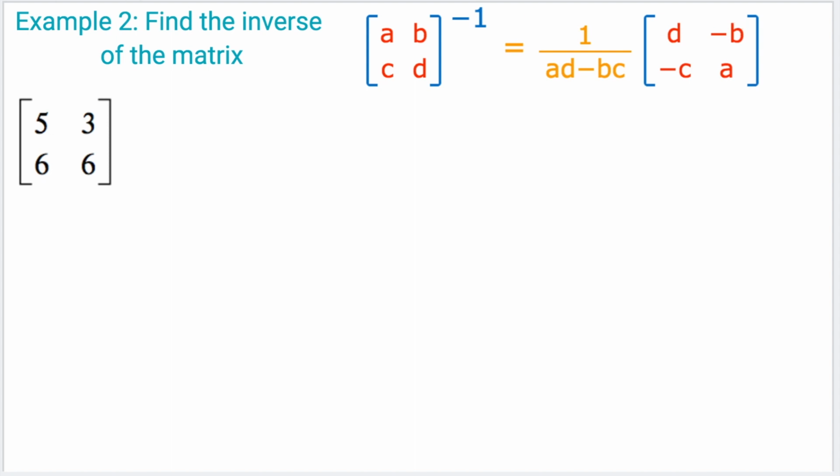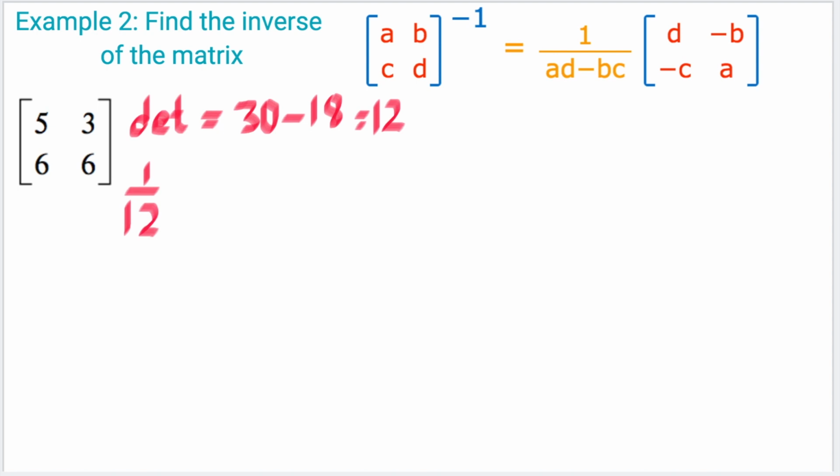So let's go through this step by step. Determinant is the first thing. So the determinant of this matrix is 6 times 5, that's 30, minus 6 times 3 is 18. You subtract those two numbers, you get 12. So this 12 is going to go in the denominator of our fraction. And then we multiply that by switching 6 and 5. So 5 goes down, 6 goes up there. And then 6 and 3 become negative.